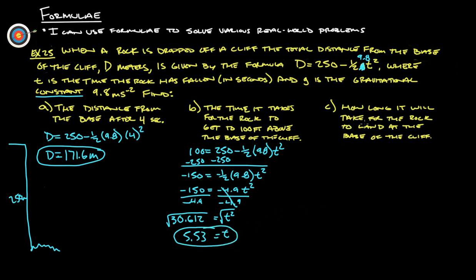Okay? All right. C, how long will it take for the rock to land at the base of the cliff? Then we want to know when the distance is 0. So I'm going to do 0 equals 250 minus 1/2 of 9.8 times time squared.